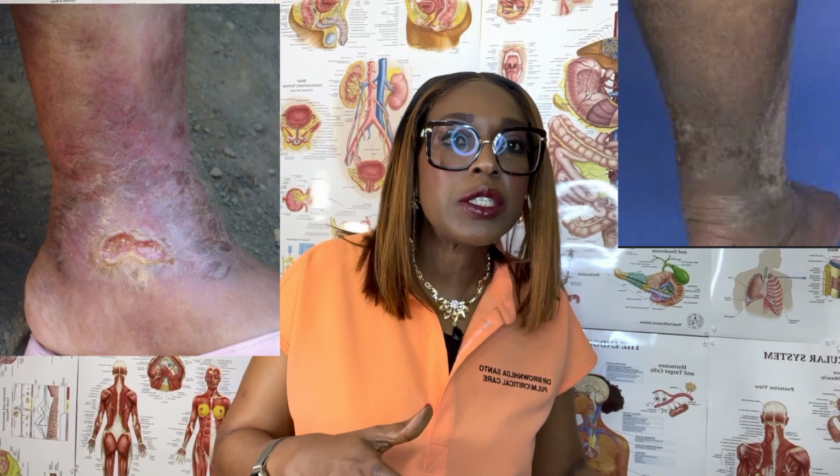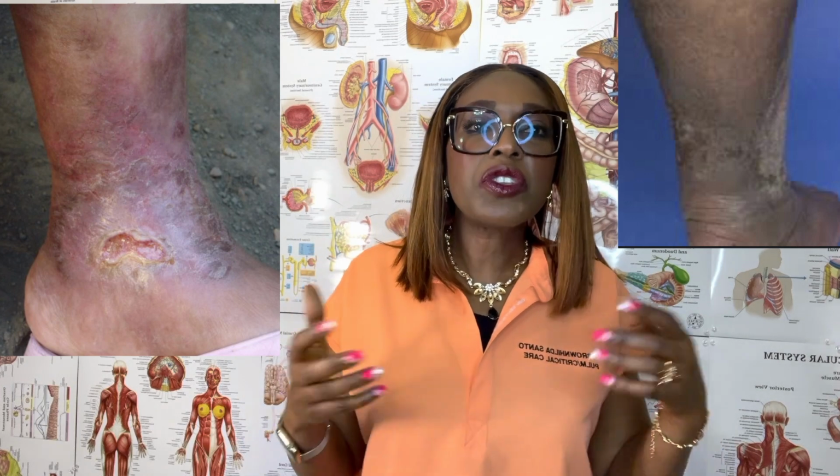Some people can even get really bad venous stasis that leads to ulcers. And people who have chronic venous insufficiency or stasis are at higher risk of getting cellulitis, which means infection of the skin.